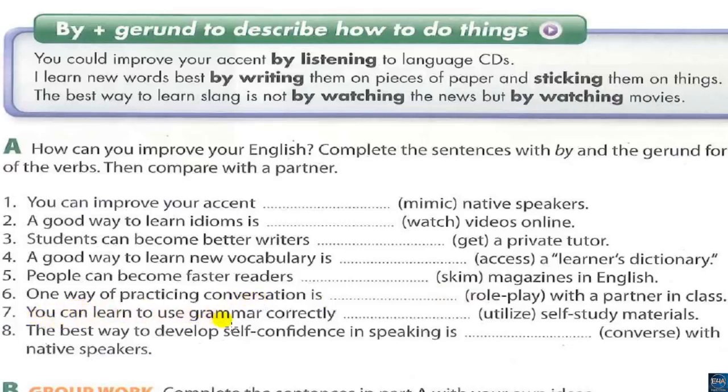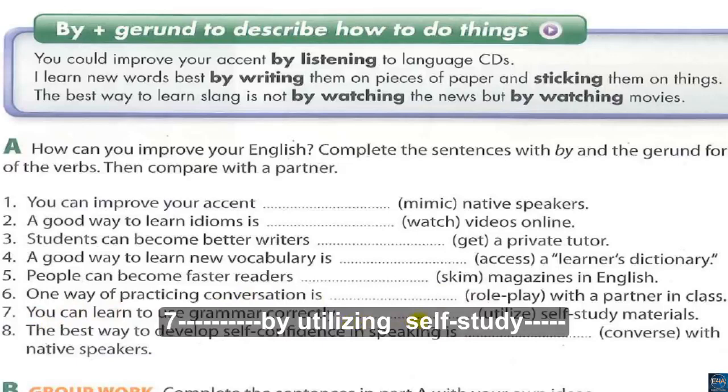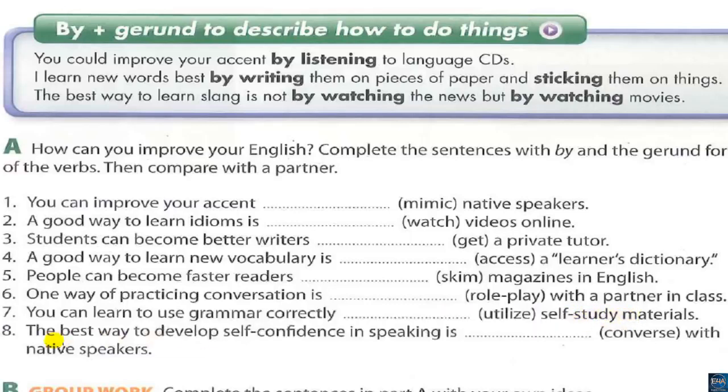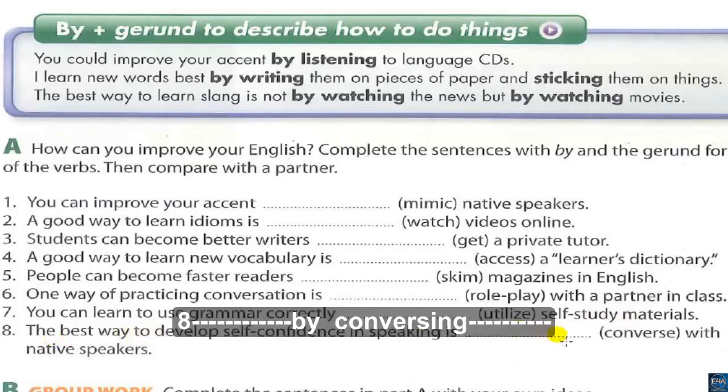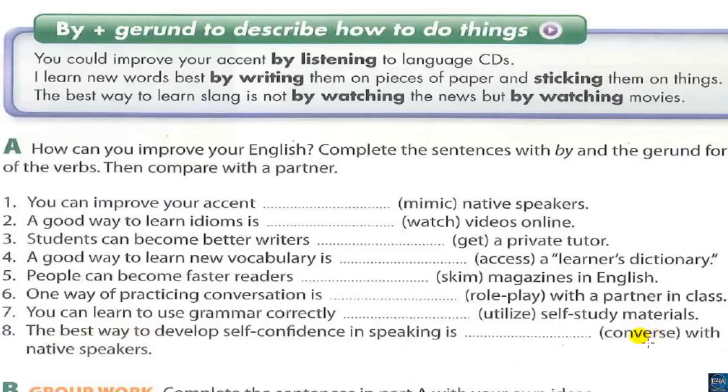7, you can learn to use grammar correctly by utilizing self-study materials. 8, the best way to develop self-confidence in speaking is by conversing with native speakers. Converse, from conversation. This means by talking with native speakers. The best way to develop. American, develop. British, develop. The best way to develop self-confidence in speaking is by conversing with native speakers.